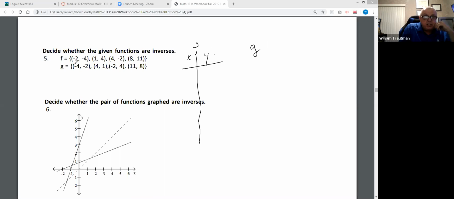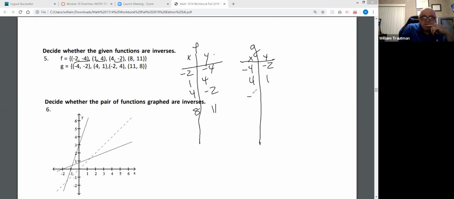F, if you look, here's the first coordinate, -2, -4. 1, 4 is the next coordinate, 4, -2, and 8, 11. The function g has the following coordinates, -4, -2, 4, 1, -2, 4, and 11, 8. The question is, are these two inverses? Are they inverses to one another?